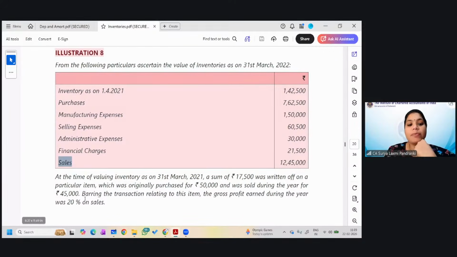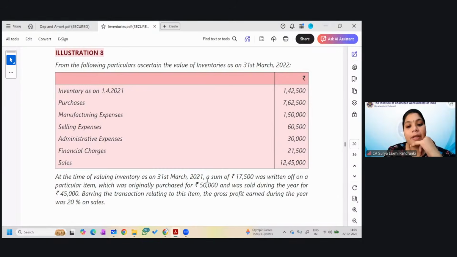They gave you some adjustment point here. At the time of valuing this inventory as on 31st March 2021, it is not 31st March 2022, it is 31st March 2021, which means previous year, right? So previous year, which means the closing stock of last year or the opening stock of the current year. We have an adjustment to be done.